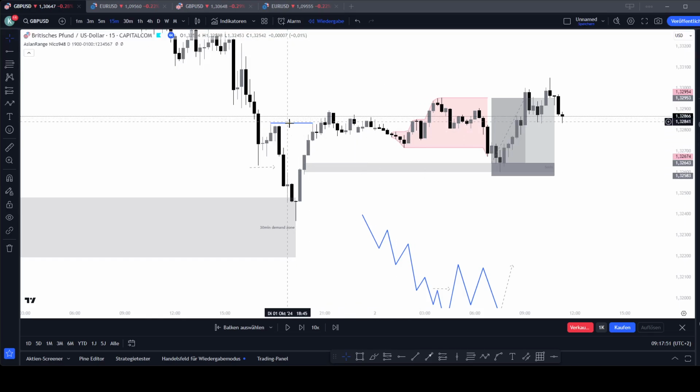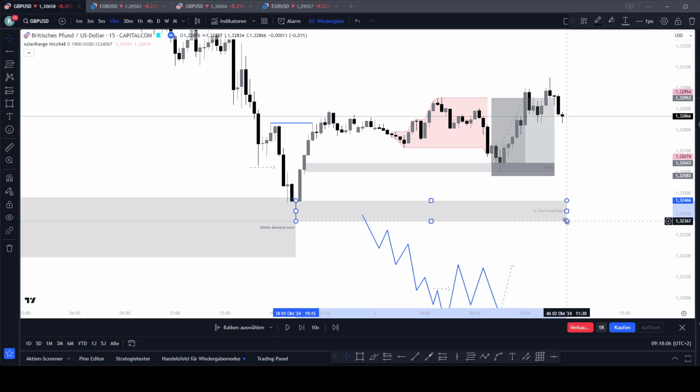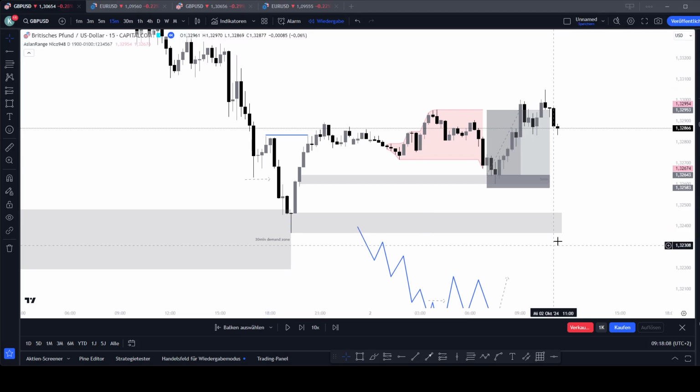So based on this, we're expecting price to retrace back to a demand zone. Here we're able to identify a 5-minute demand zone and a 15-minute demand zone. So now we have two demand zones. How do we go about taking it?